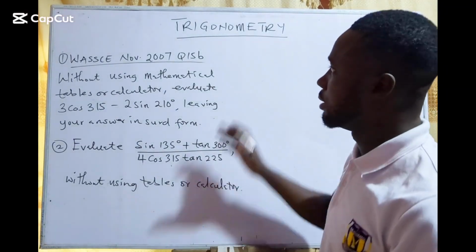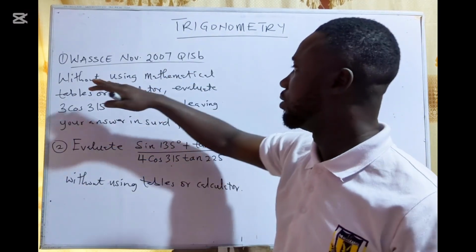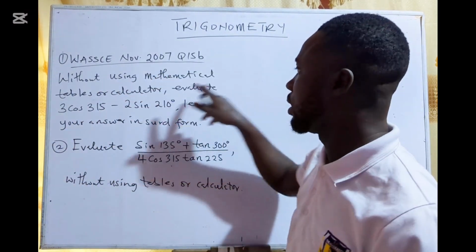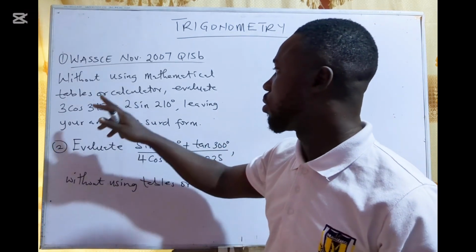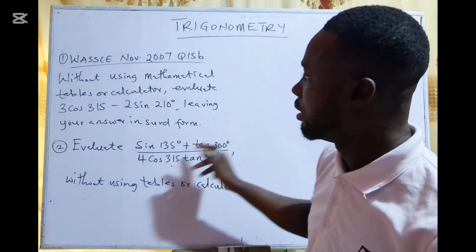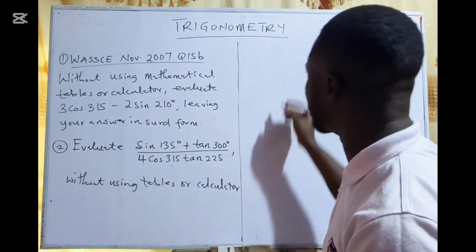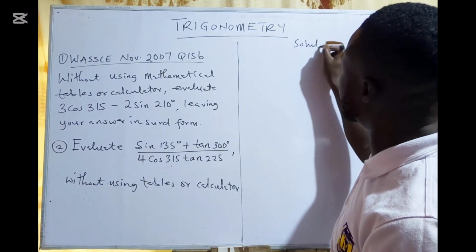Hello, let's consider these questions. November 2007, question 15b: without using mathematical tables or calculator, evaluate 3 cos 315 minus 2 sine 210, leaving your answer in surd form. Alright, so let's consider the first one, and then we'll come to the second one also.